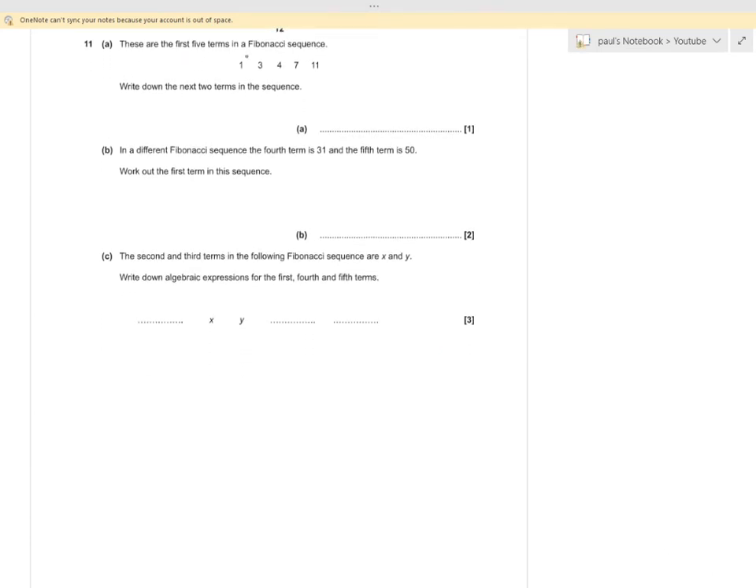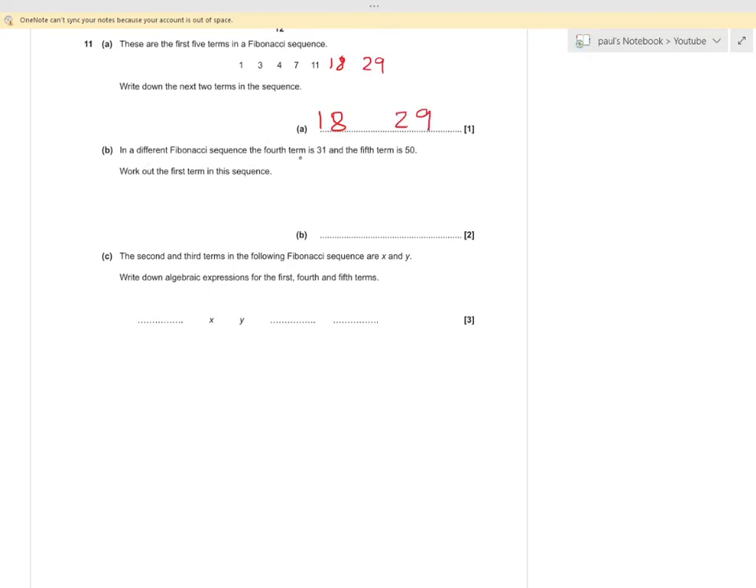Here are the first 5 terms in a Fibonacci sequence. Write down the next 2. Where in Fibonacci you add 2 to get the next, so 7 and 11 is 18, right? And 18 and 11 make 29, so 29.